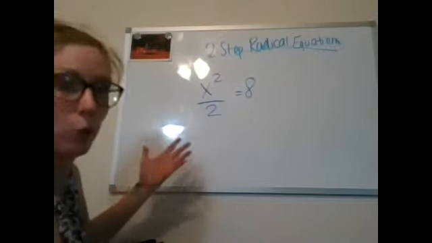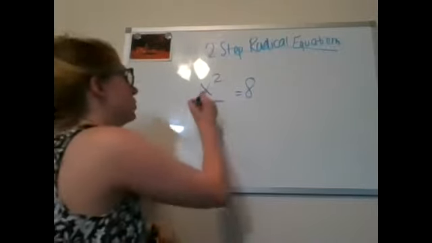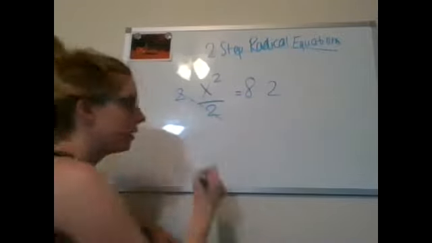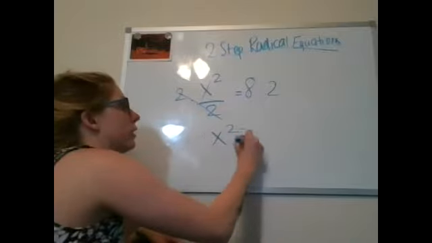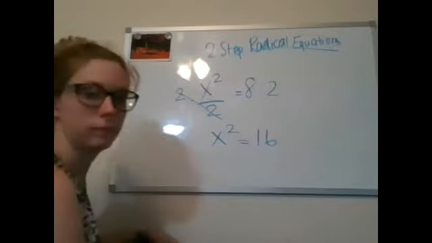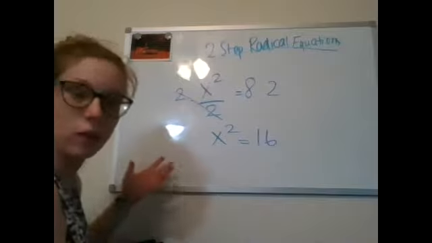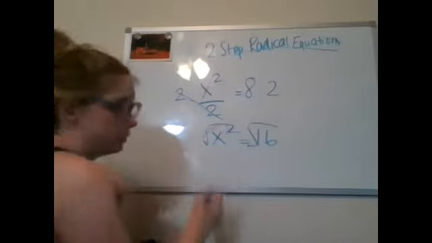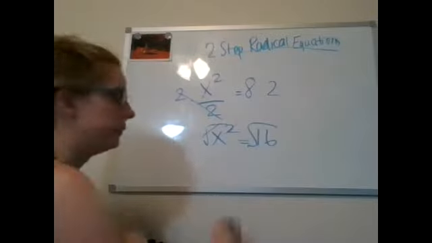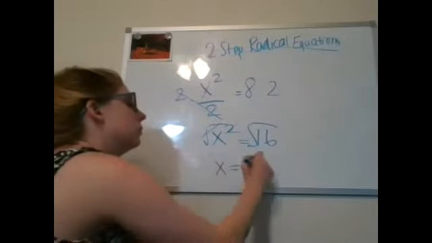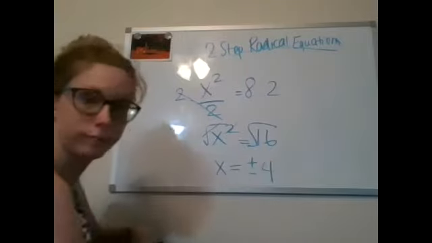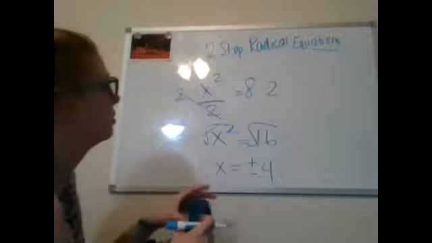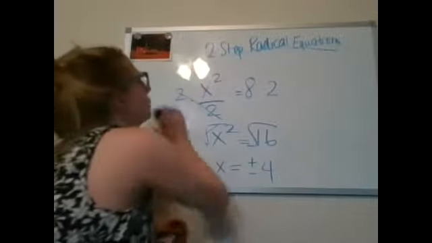So for this one, the first thing we're going to do is get rid of this divided by 2. We do that by multiplying by 2. So if we multiply each side by 2, those cancel. And here we're left with x squared equals 16. Okay? Now you know that you can take the square root on each side. So if we take the square root, those cancel out. The square root of 16 is plus or minus 4.